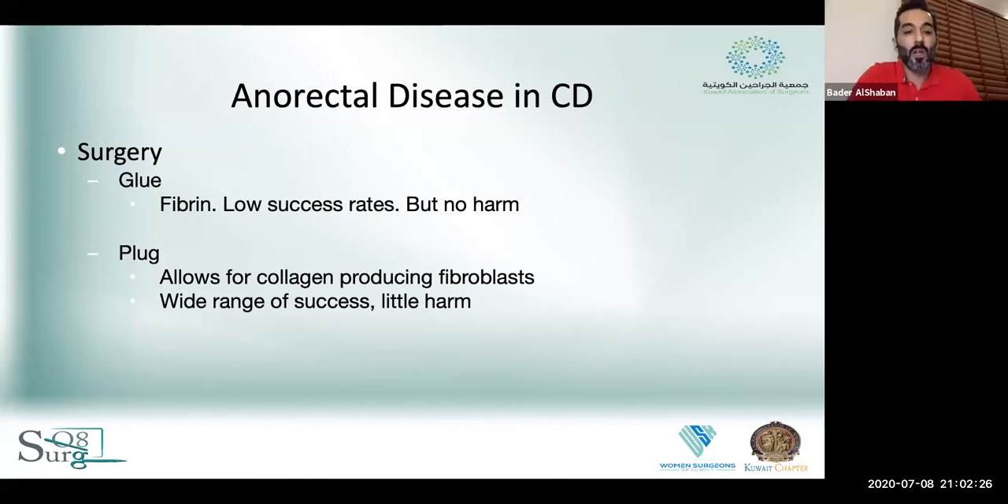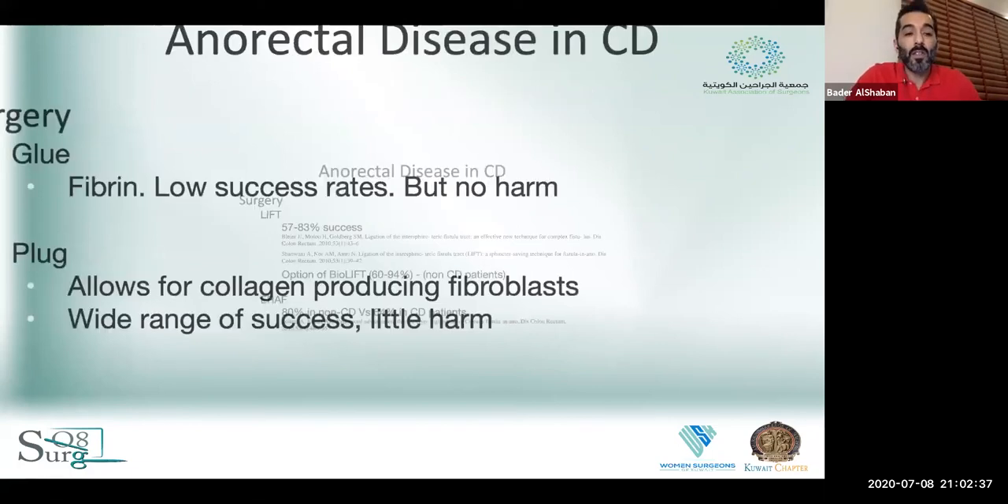It works by allowing the deposition of collagen, producing fibroblasts. It's harmless. Well, actually, I can't say it's harmless. It provides little harm because one of the complications may be an abscess.